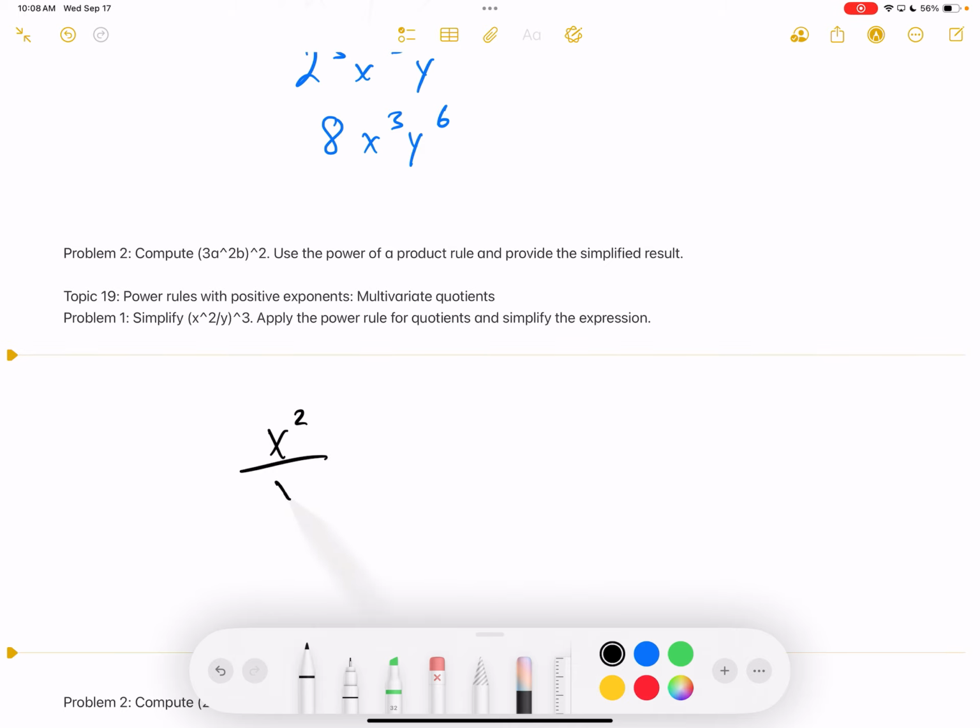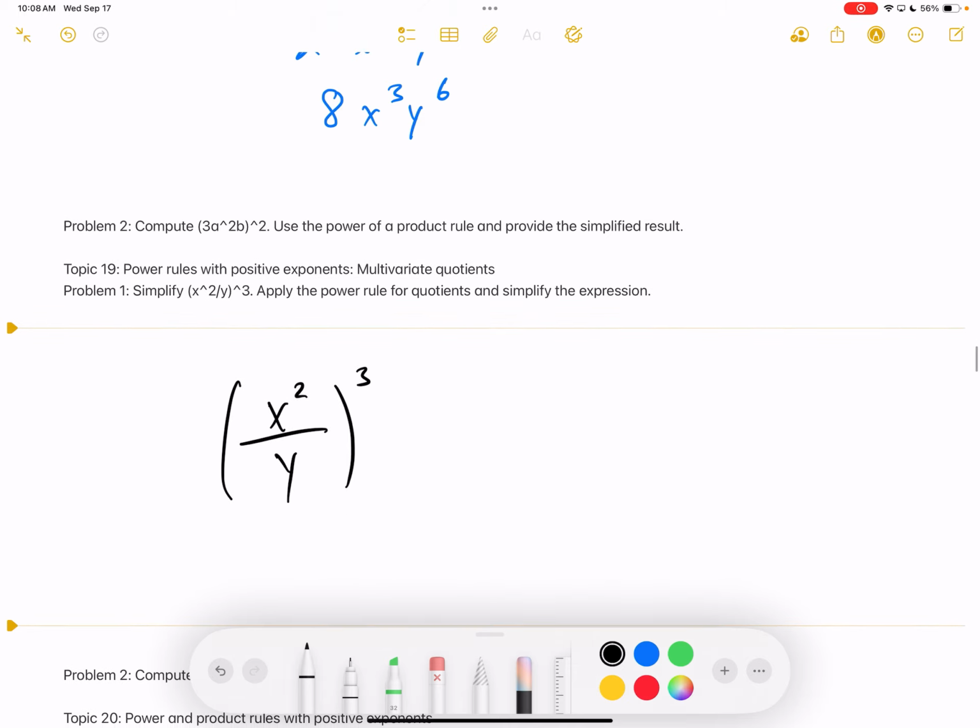X squared over y cubed. So this is the same thing. It just looks like a fraction. How many exponents are on this one? 2. There's 2, right? Because there's a 1 right here. So I'm going to take this 3. So it'd be 2 times 3 is 6. 1 times 3 is 3. When there's an exponent outside the parentheses, you have to take everything times that.